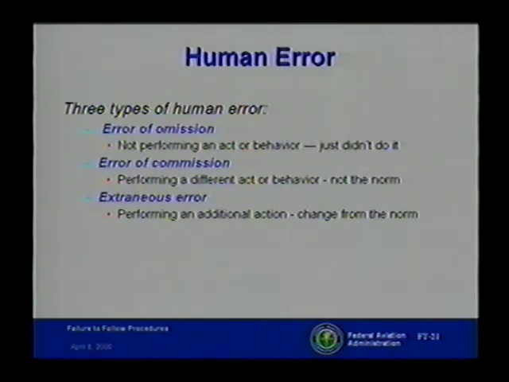Human error is defined as the unintentional act of performing a task incorrectly, which can potentially degrade the system. And there are three types. Error of omission, which is not performing an act or behavior, just didn't do it. Error of commission, which means performing a different act or behavior, something out of the norm that you would normally do. Extraneous error, performing some additional action, a change from the norm.